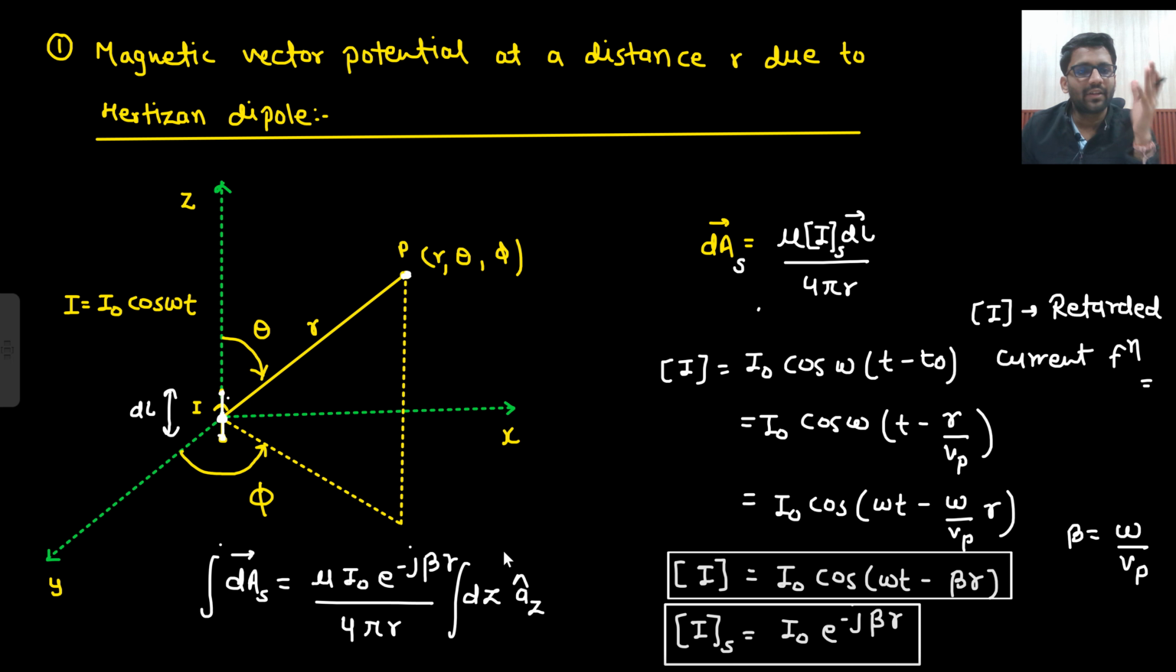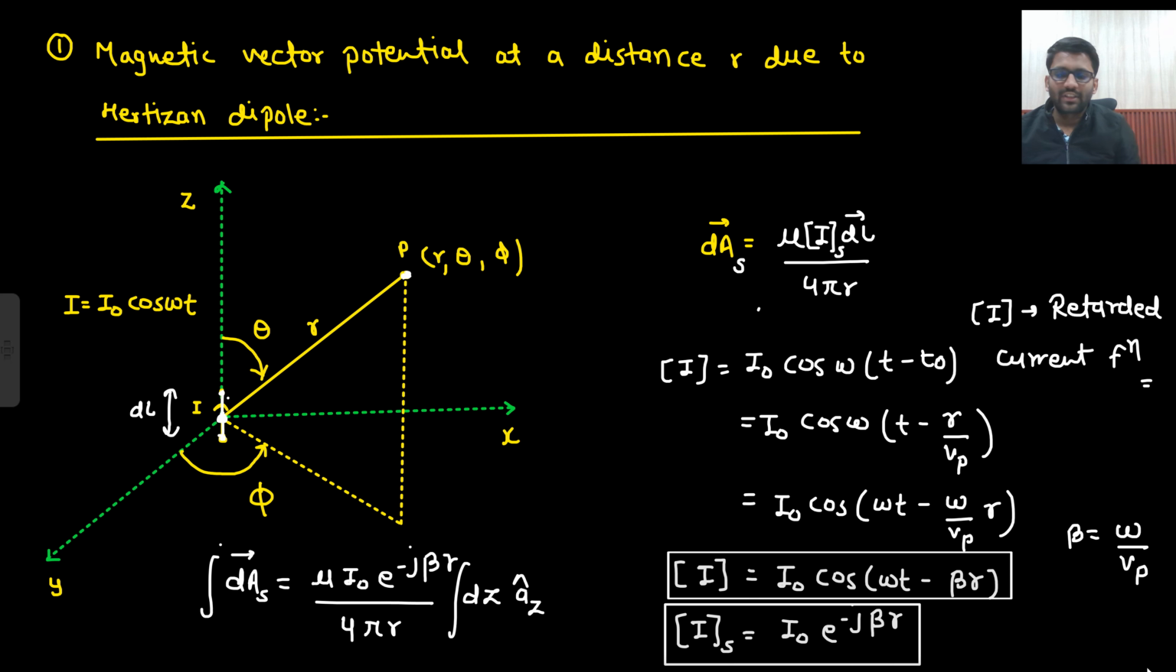So if I am getting the magnetic vector potential at 12 seconds, that means that magnetic vector potential is there because of the current at 7 seconds, right? So that I need to write down: I naught cos(omega t minus beta r). So this is my retarded current function, that is I naught e to the power minus j beta r. So that expression I will put, which is very easy.